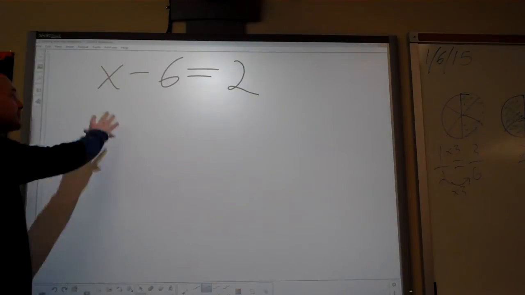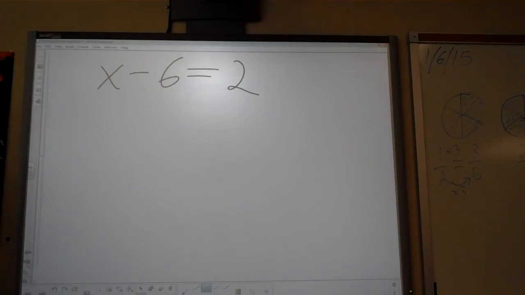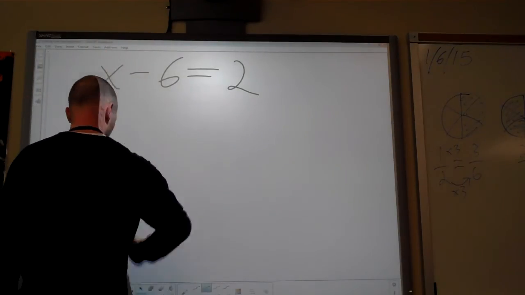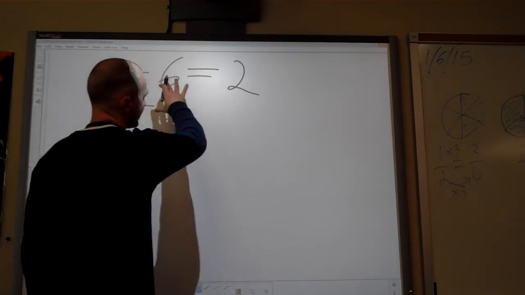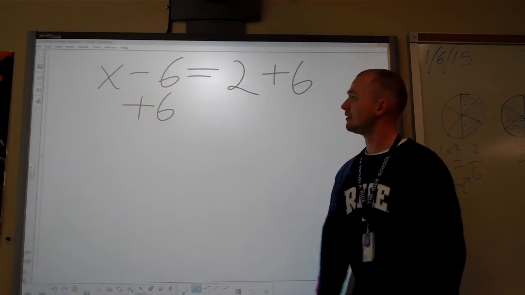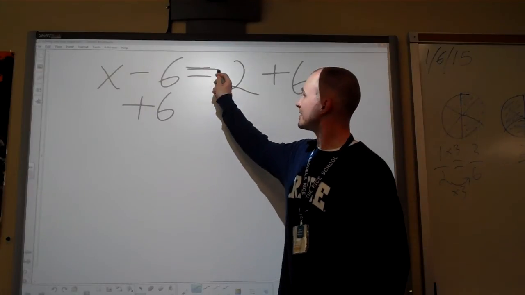All right, now we're doing some subtraction here. We have x minus 6 equals 2. So in order to get rid of a minus 6, we've got to add 6. Well, what we do to this side, we have to also do to this side. So we added 6 here. We also added 6 here to keep this equal.